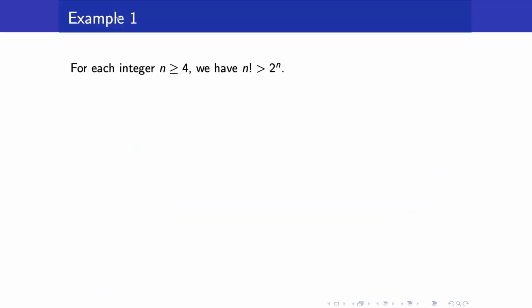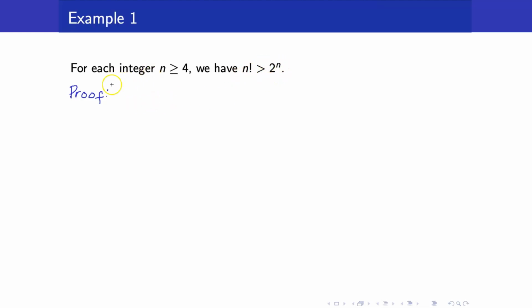Here is our first example. For each integer n greater than or equal to 4, we have to show that n factorial is greater than 2 to the n. So for our proof, just like with PMI, you have to clearly identify what your P of n is. In this case, your P of n is this statement: n factorial is greater than 2 raised to the n.